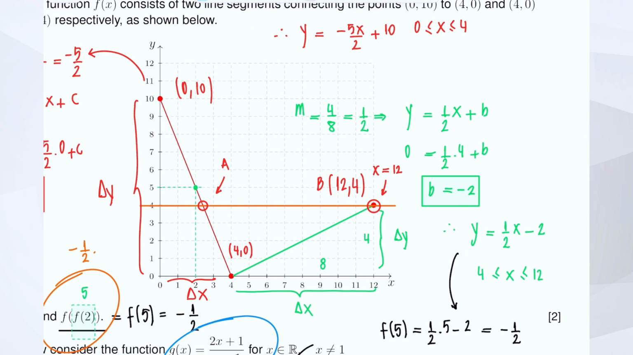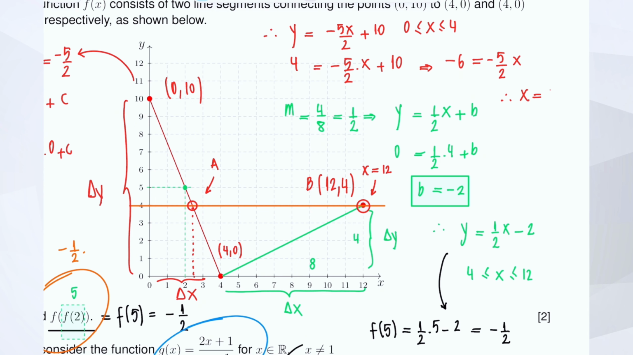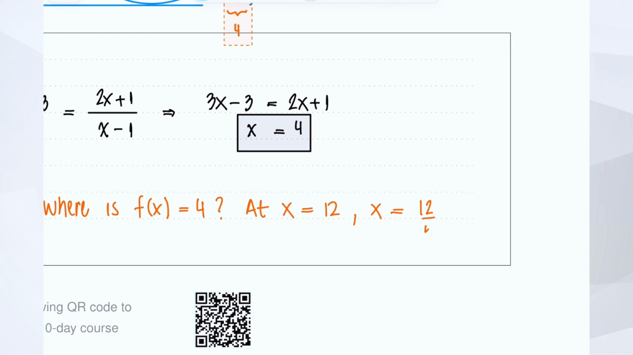Now, when is this equal to 4? Well, 4 equals -5/2 times the x value, which we're going to find, plus 10. So -6 equals -5/2 x. Therefore, that second x value is 12/5. You see, this looked like a harmless exercise, but it turned out to be trickier than expected. The coordinates of this point are (12/5, 4). So we have two different solutions.